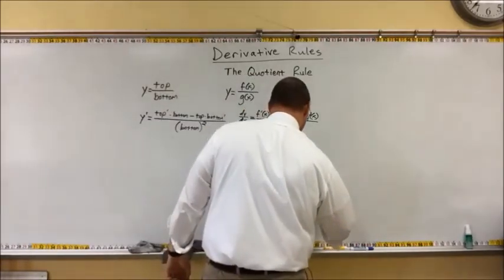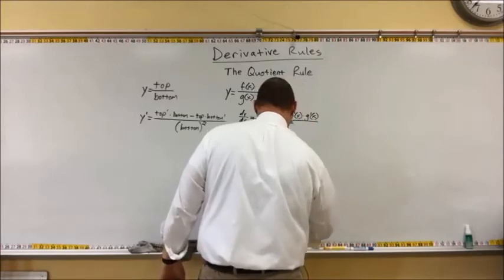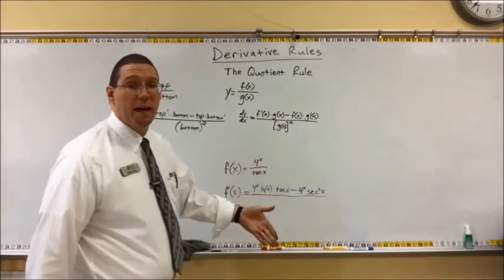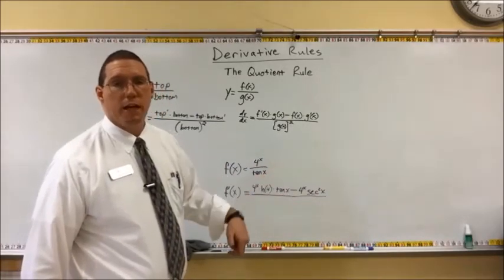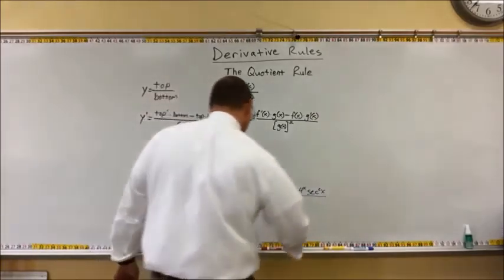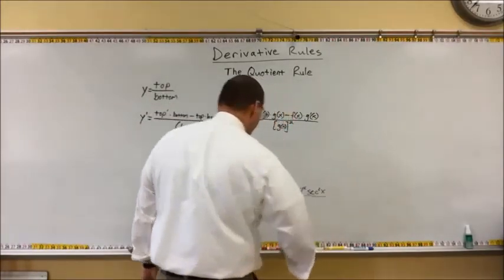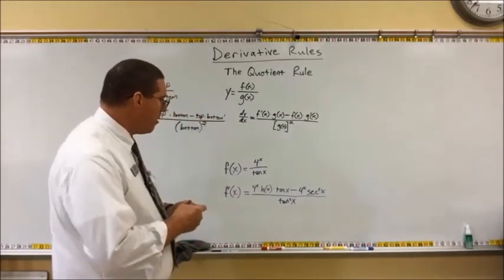I better know all my derivative rules, right? Better know my derivatives of trig functions rules. All over the bottom squared. Tangent of x squared. Tangent of x times tangent of x, which is tangent squared of x. All over tangent squared of x. And here's my derivative.